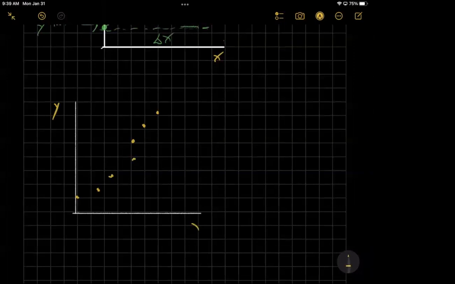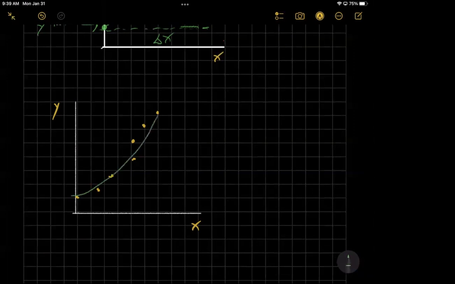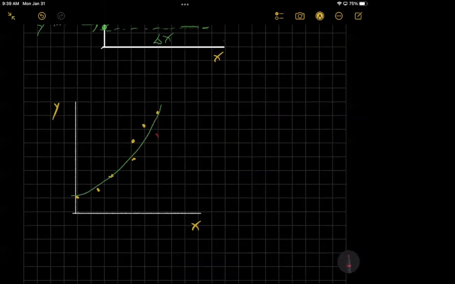If this is y and this is x, we need a different kind of relationship to describe it. In this case, probably a good curve is something like this. That's not a bad curve. Probably could do better to get a best fit curve, but that one's not bad. And this curve is more of an exponential kind of curve. So you've hopefully learned about these, but this is in the form y equals a e to the kx. Now let's talk about what a and k would be in this context.